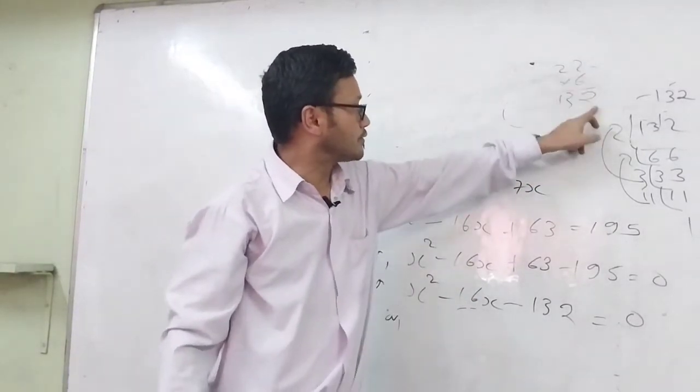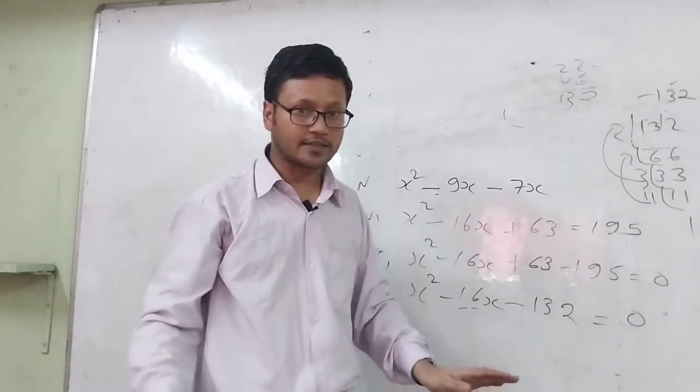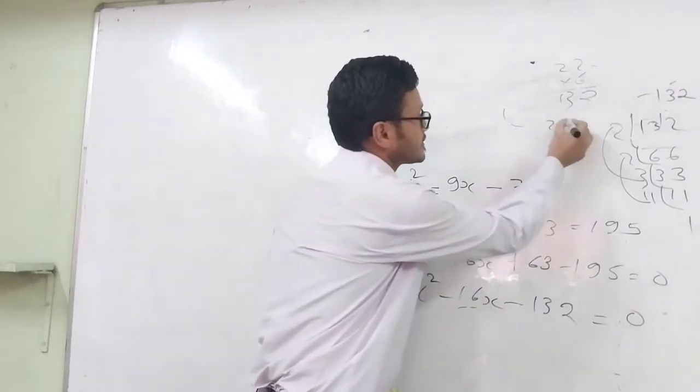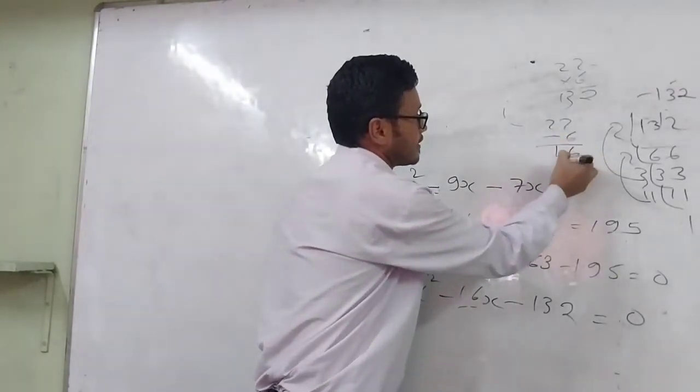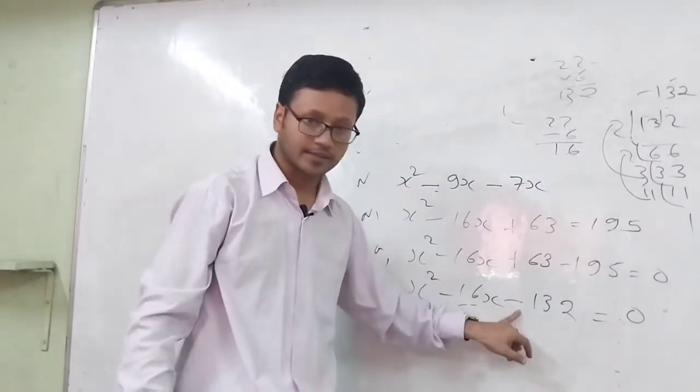Okay, 6 2s are 12, 2 6s are 12, 13. We will get 132 by multiplying. That is very simple. We need to get this product. Yes, it comes. Now try. Yes, it becomes 16 by subtracting, because of this sign.